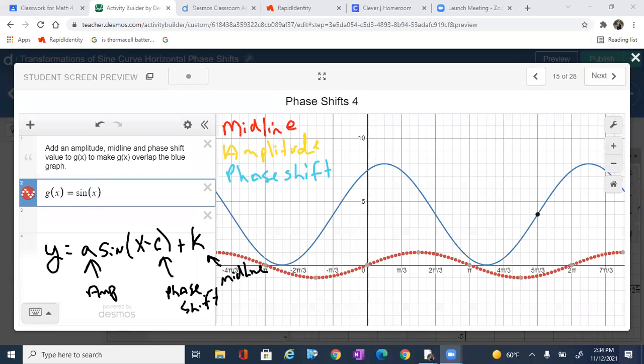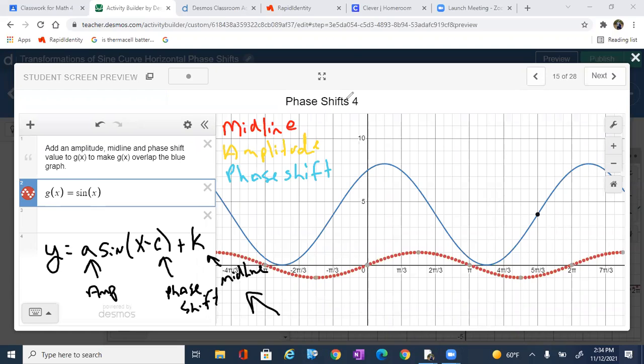All right, we're going to make a graph. We're going to make this sine x overlap that blue graph right there. We're going to do so with a midline, an amplitude, and a phase shift. And what you can see down here at the bottom is that I actually wrote the organized structure in order to do that. That's right over here: a sine(x minus c) plus k.